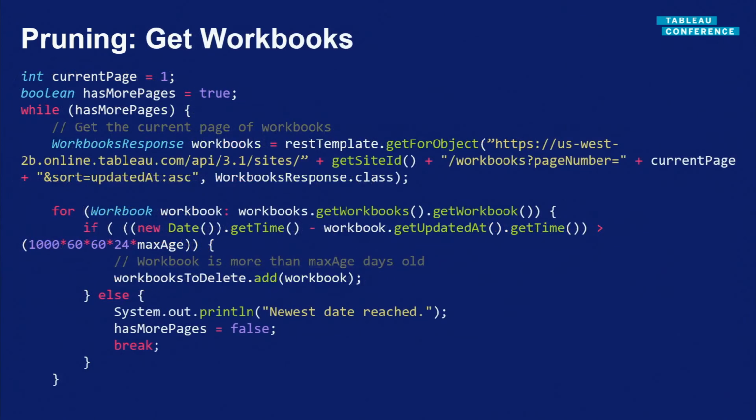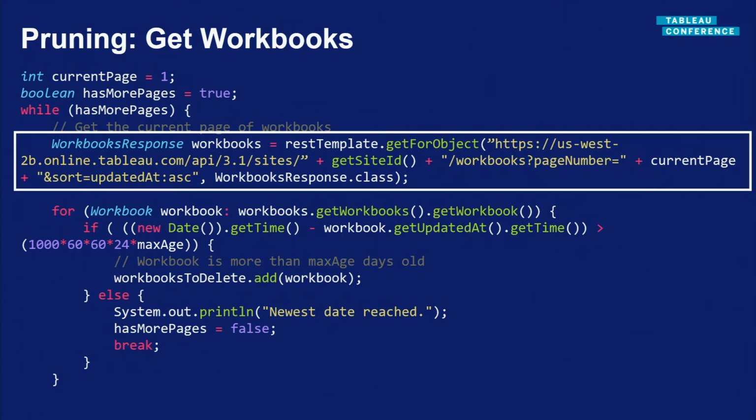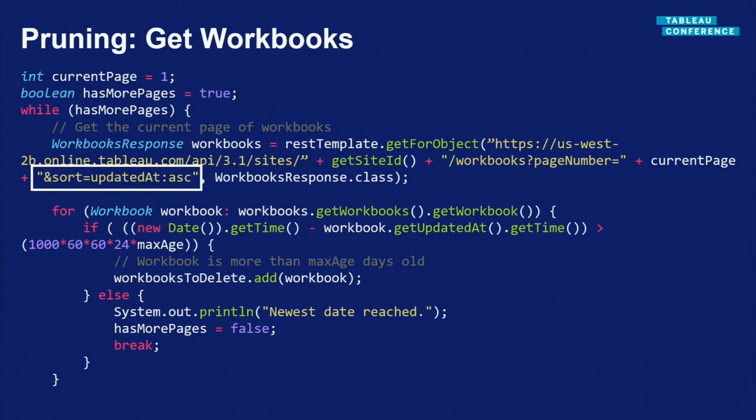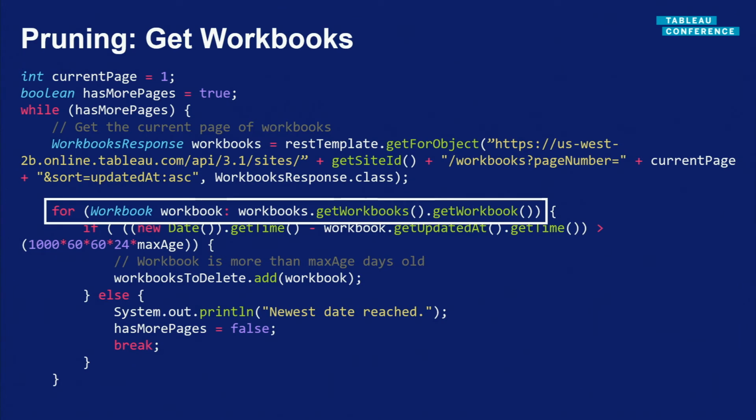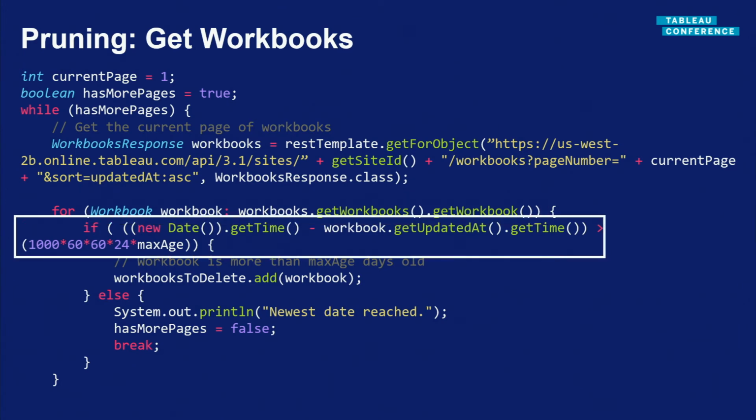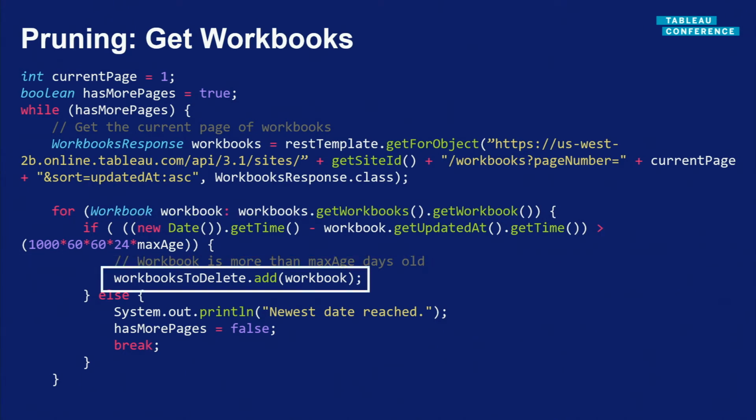Now, here's the code to actually prune the old workbooks. First, we're going to make the call to get all the workbooks for the site. We're going to make sure that that list is sorted in ascending order by the updated @ field. We'll then iterate through all of those workbooks, check to see if each workbook is older than the specified time window. If so, we'll add it to the list to delete. And if not, we're going to stop processing as we've reached the workbooks that are no longer considered old, since this is a sorted list.